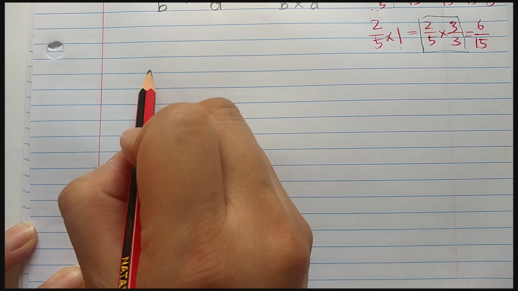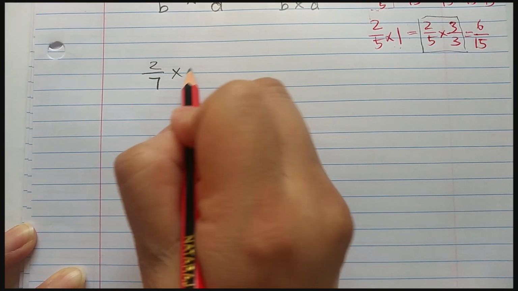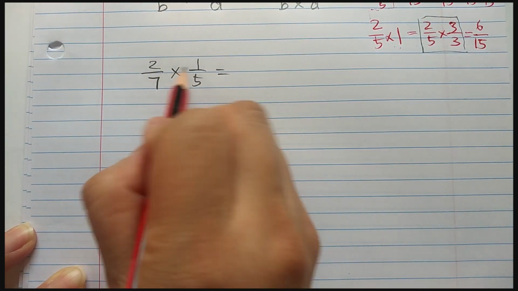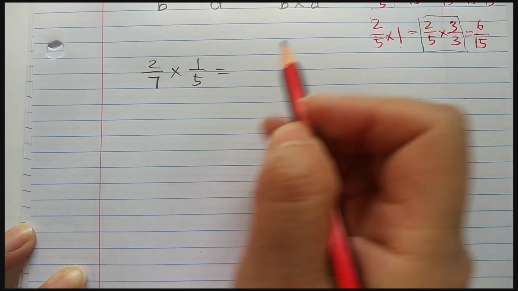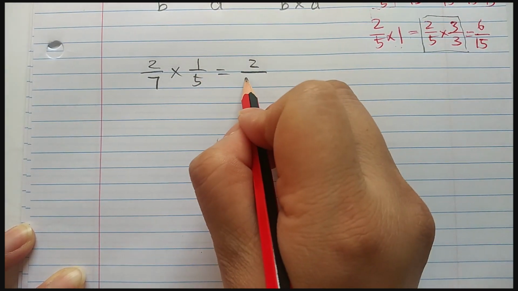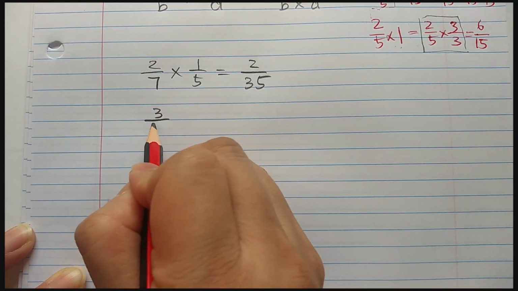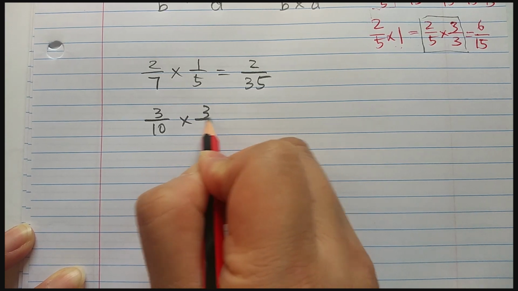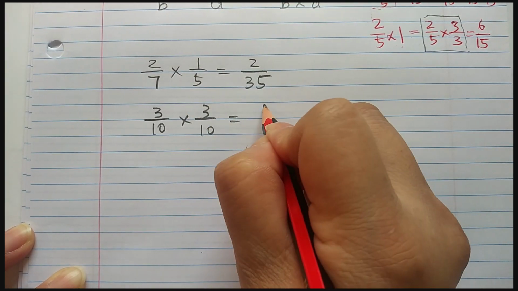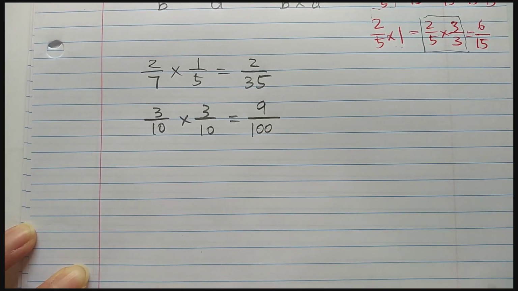Let's do some examples. 2 over 7 times 1/5 is, you multiply the numerator by the numerator. 2 over 7 times 5 is 35. How about 3 over 10 times 3 over 10? 3 times 3 is 9. 10 times 10 is 100.